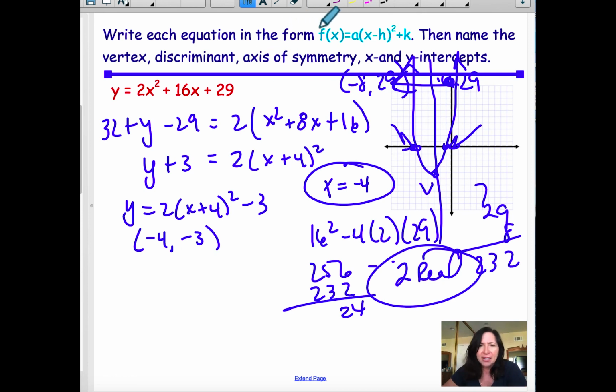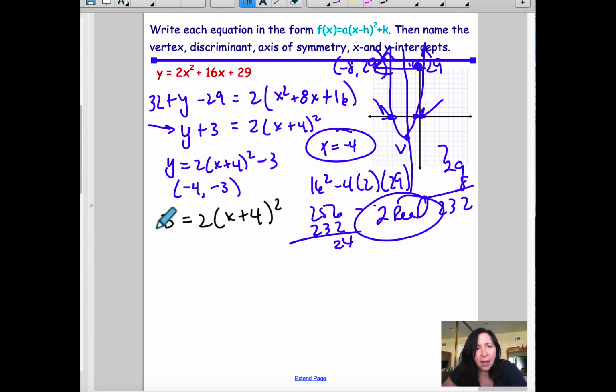Additionally, we found the y-intercept, but we didn't find the x-intercept. I am going to find the x-intercept using the completing the square method that we started before. So I'm going to take this equation and rewrite it, but setting y equal to 0. And so now I have 3 equals 2 times x plus 4 quantity squared. I'm going to move the 2 over first. You need to get rid of that 2. So we have 3 halves is equal to x plus 4 quantity squared. We're going to square root both sides.